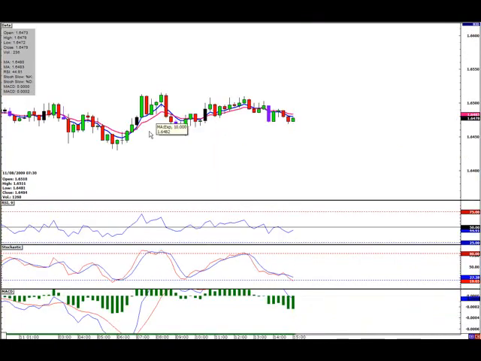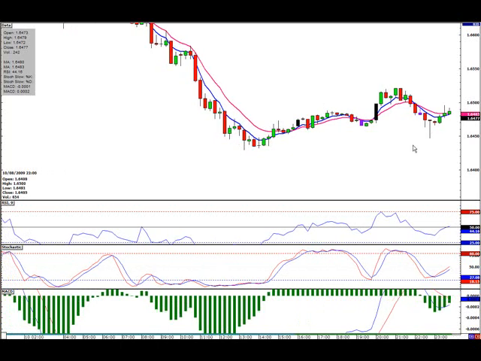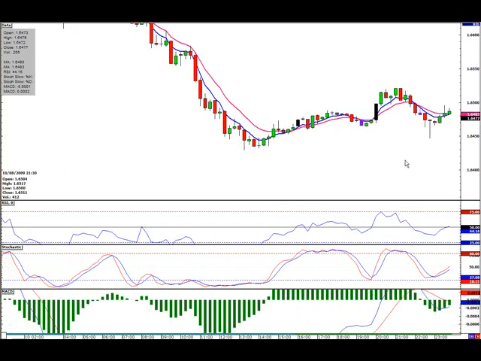Now I can go to my 15-minute chart, and I'm going to move this back to just before midnight so you can see what my chart looked like. Then I'm going to move it forward one candle at a time so you can see what goes on if you're watching this in real time. Again, it's not exactly the same, but it gives you a rough idea.